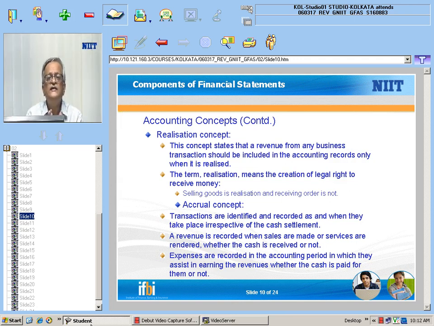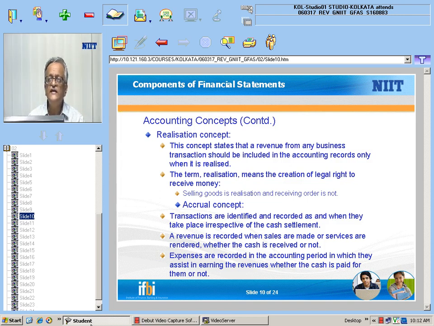Similarly, suppose an organization has taken a loan. The interest on the loan is payable every quarter. But at the end of each month, the interest expenses have to be accounted for. So at the end of each month, interest expenses will be accounted for and kept separately in the outstanding liabilities or interest payable account. And at the end of the quarter, the interest payable account will be debited and the amount will be paid. So this is what we call the accrual concept.